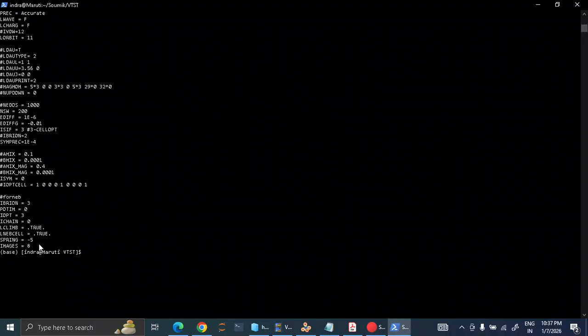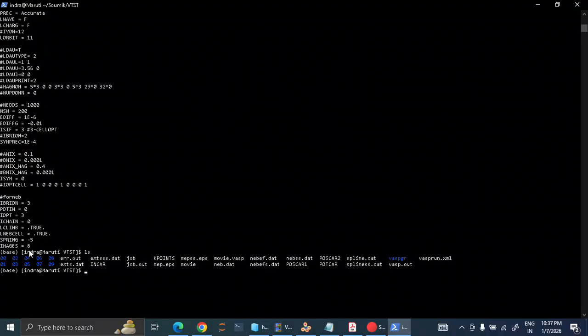And here I have chosen 8 images between my centrosymmetric and ferroelectric structure, so I am setting IMAGES equal to 8. I have only 8 intermediate images between the centrosymmetric and ferroelectric structure. The 00 and 09 directories should contain the POSCAR file and the outcome of the relaxation calculation, and the other directories from 01 to 08 should contain the POSCAR files of the intermediate images.